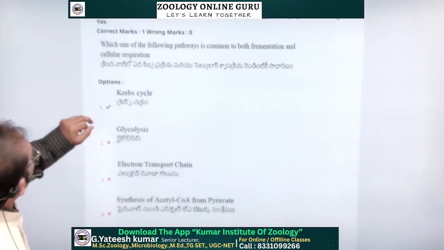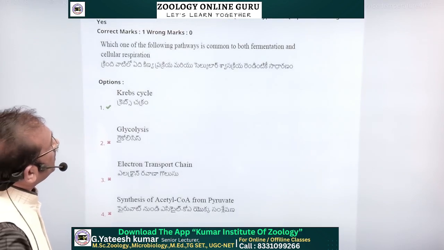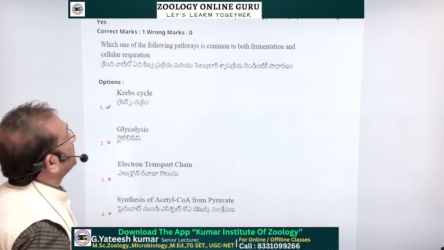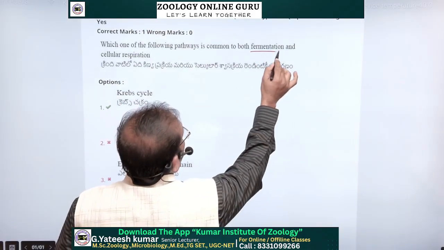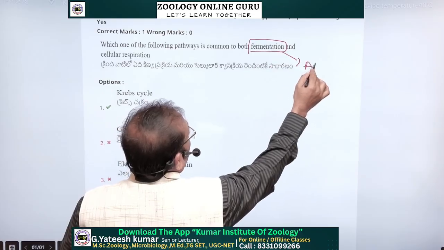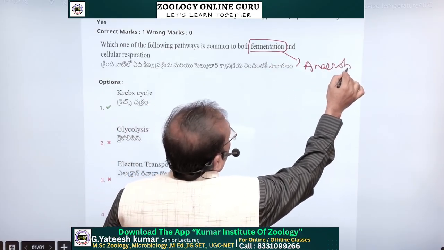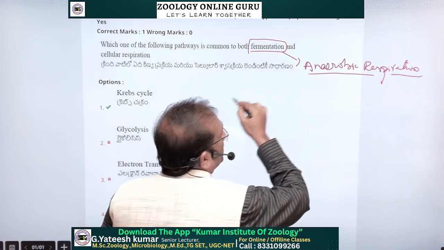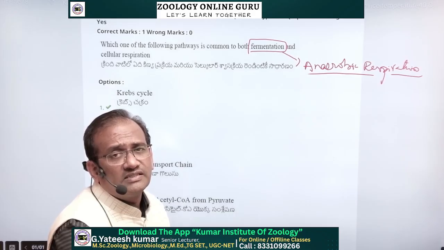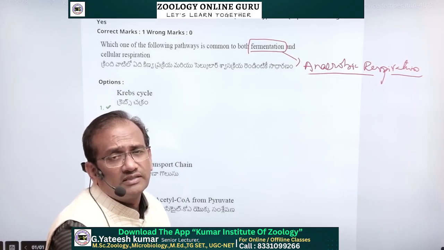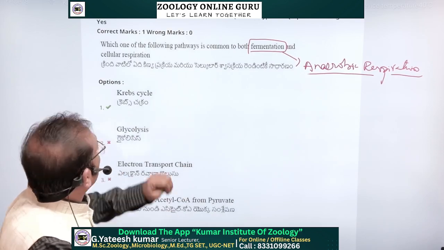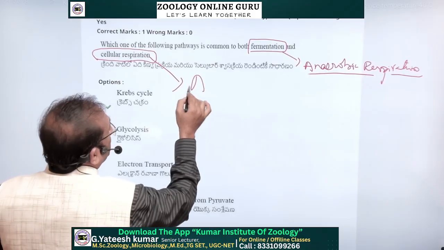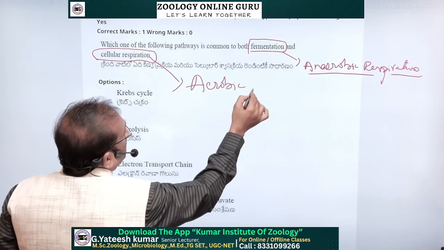Which one of the following pathways is common to both fermentation and cellular respiration? This is a very easy question about respiration. Fermentation is one type of anaerobic respiration. In anaerobic respiration, with a low amount of oxygen or in the absence of oxygen, yeast cells undergo fermentation and release ethyl alcohol. This is the concept for fermentation. And cellular respiration we discuss in aerobic respiration.